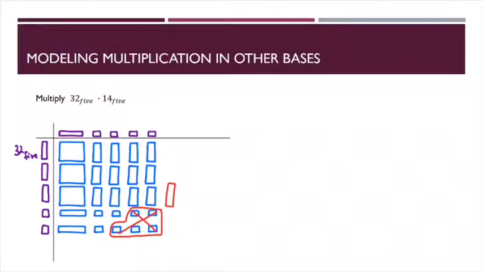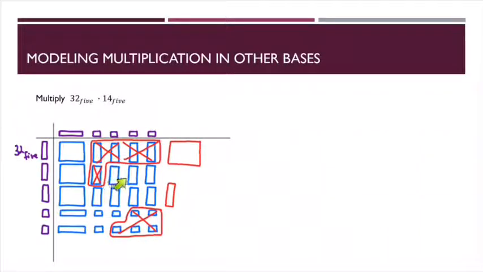And now let's see if we can find 5 longs to make a flat. And of course we can. We have lots of longs here. So let's take 1, 2, 3, 4, 5 longs right here. And those will make 1 flat.